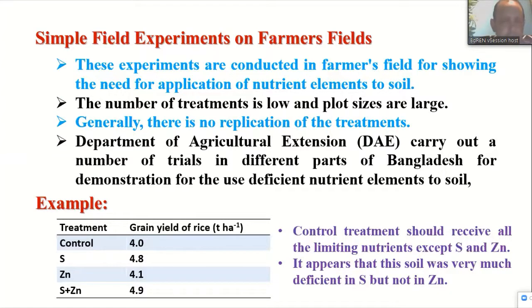Or maybe zinc in the soil is medium, but there is a shortage of sulfur. And after applying sulfur, yield increases vigorously.